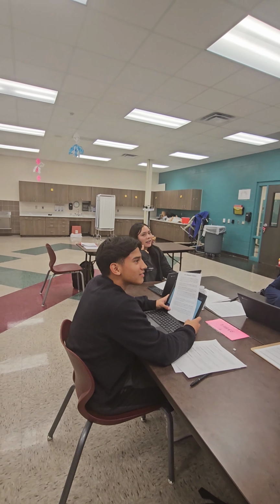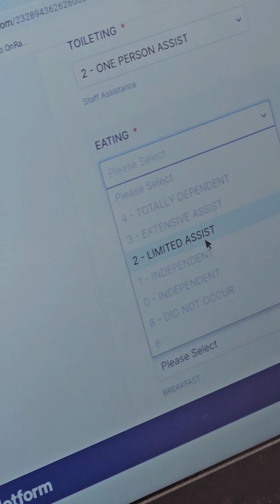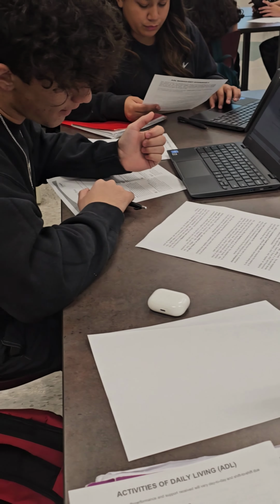She had difficulty eating, so she wasn't totally dependent. Open hands. It's open hands. So that's what? Limited assist? If it's open hands? Yeah, we didn't hold her hand. We kind of just held her open hand to help her bring it back. So we did use about one minute to force her.